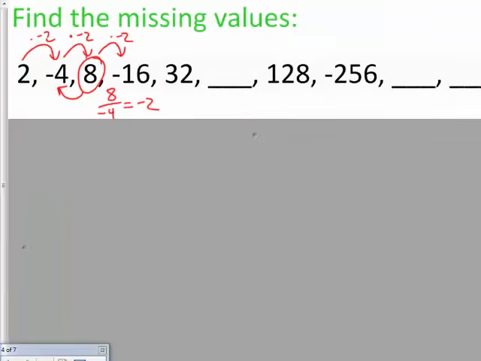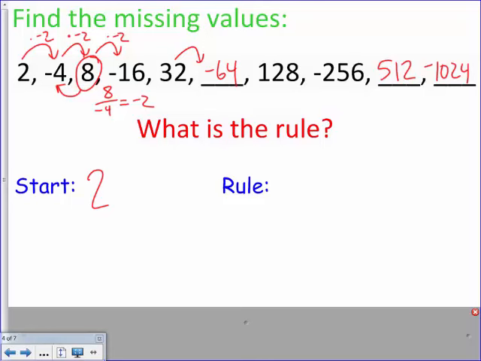So remember, you can use your calculator, or some of you could probably do some of that in your head. And same thing. What is the rule? Well, you got to state the starting value, 2. And the rule, remember, you could either say times negative 2, or you could put a dot negative 2. Okay, don't just put negative 2, because then it looks like you're subtracting 2. So put something that you know you're multiplying.